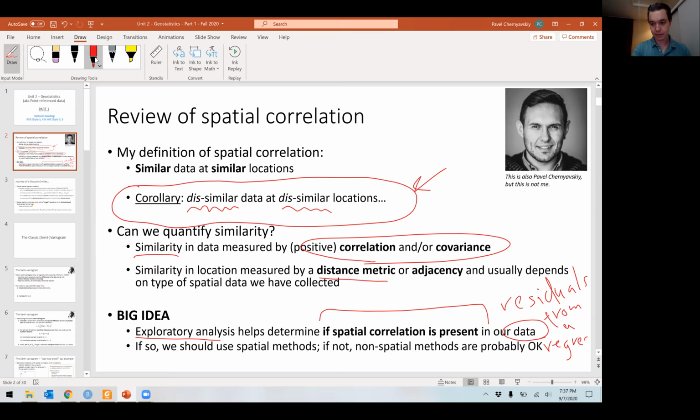And if you determine that there is non-trivial spatial correlation present, then you will be fitting some of the more sophisticated spatial models that we'll go through in the second part of this unit. If you fit your usual regression model, you run these exploratory data analyses, and there's not a strong spatial correlation present, you can stop right there. You don't need these sophisticated spatial models, okay?